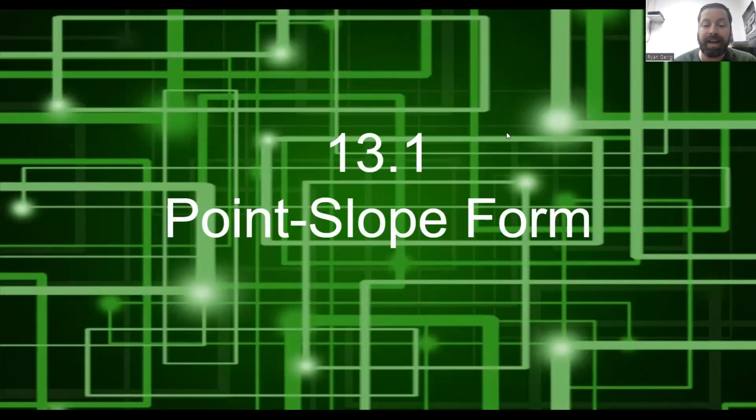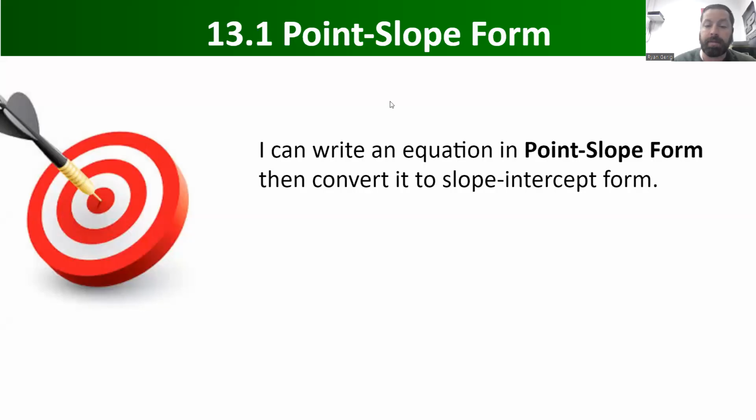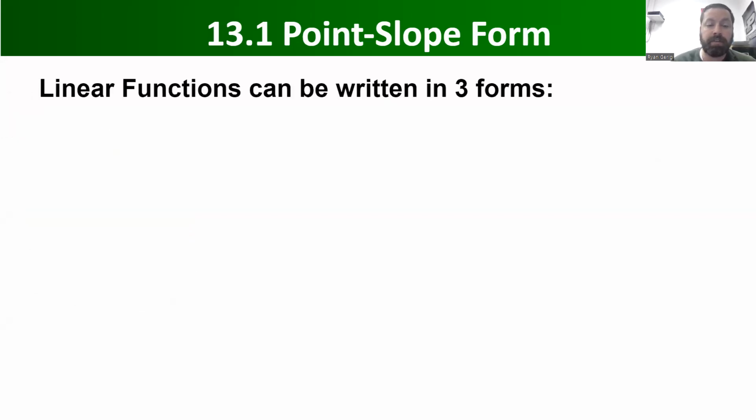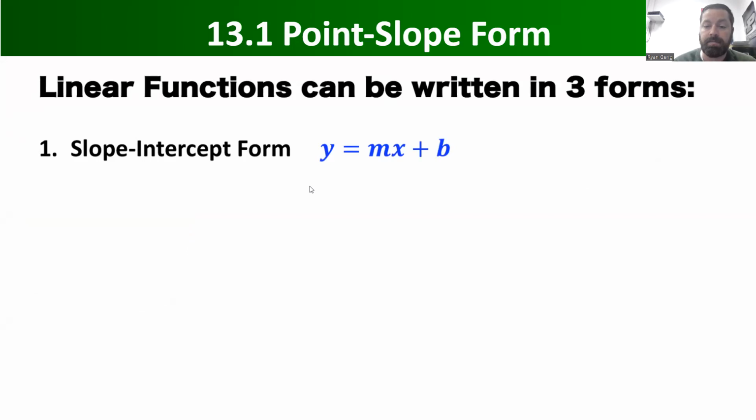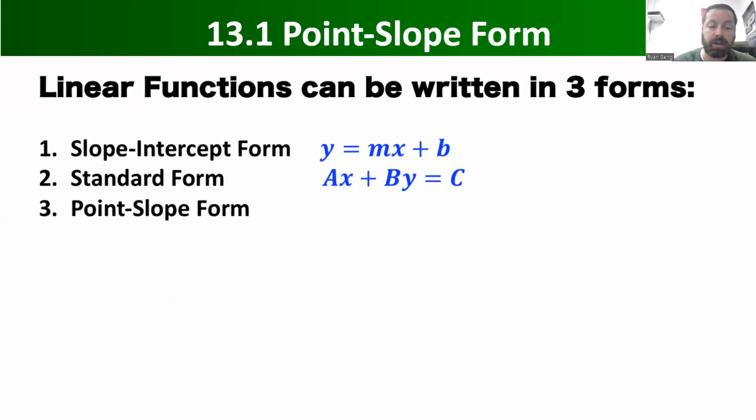We are going to look at the last form of a linear function, and that is point-slope form. By the end of this lesson, I'm hoping that you can write an equation in point-slope form, then convert it to slope-intercept form. So linear functions can be written in 3 different forms. You've seen 2 of them. The first one was slope-intercept form. That was y equals mx plus b. You also saw standard form at the end of week 12, where we did ax plus by equals c. Today, we're going to look at the third form, point-slope form, and it has this general form right there, which we're going to take a closer look at.